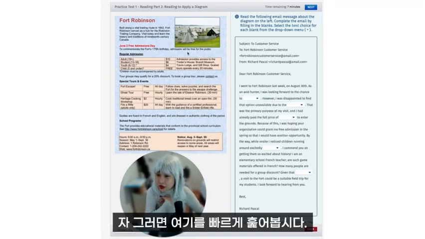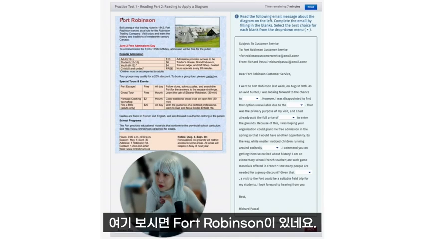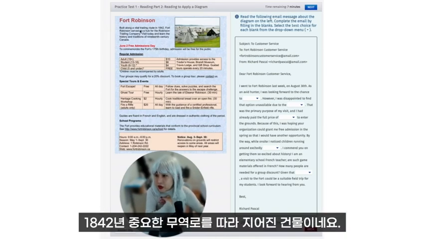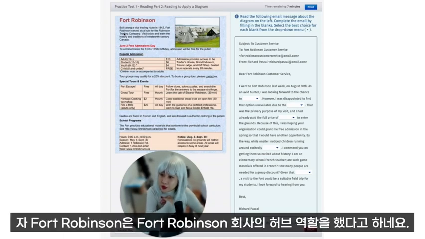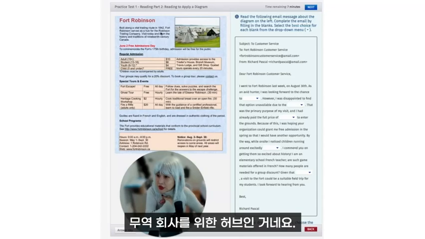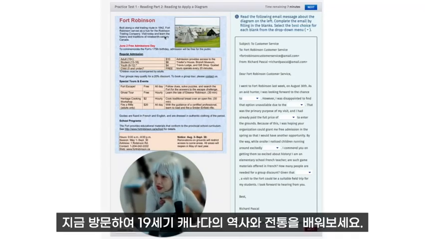Okay, so let's just skim it through. So we've got Fort Robinson. It is built along a vital trading route in 1842. So what we really need to know is what Fort Robinson is. Fort Robinson served as a hub for the Robinson Trading Company. Okay, so this is a hub for the trading company. Visit today and learn the history and traditional 19th century Canada.